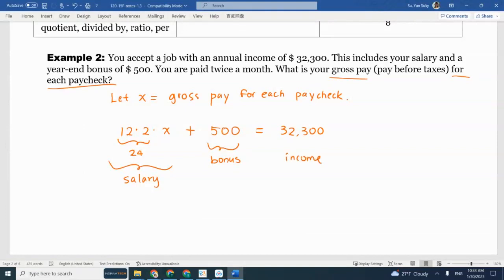I thought the 500 was included. Yeah, it's included. That's why when you count this, you subtract 500. It's the same thing. If you don't like to do it that way, you can do 32,300 subtract 500 and then divide by 24. See? Yeah, it's the same. Okay.